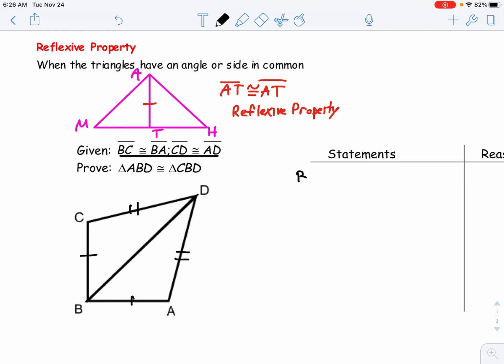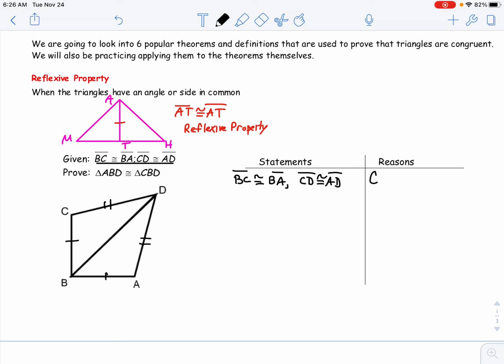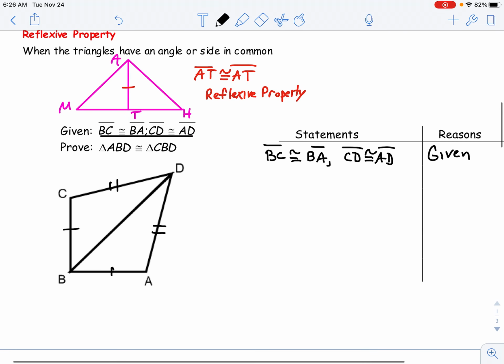Let's just write that down really fast. BC is congruent to BA. CD is congruent to AD. Given. All right, so I wrote down what was given to me.